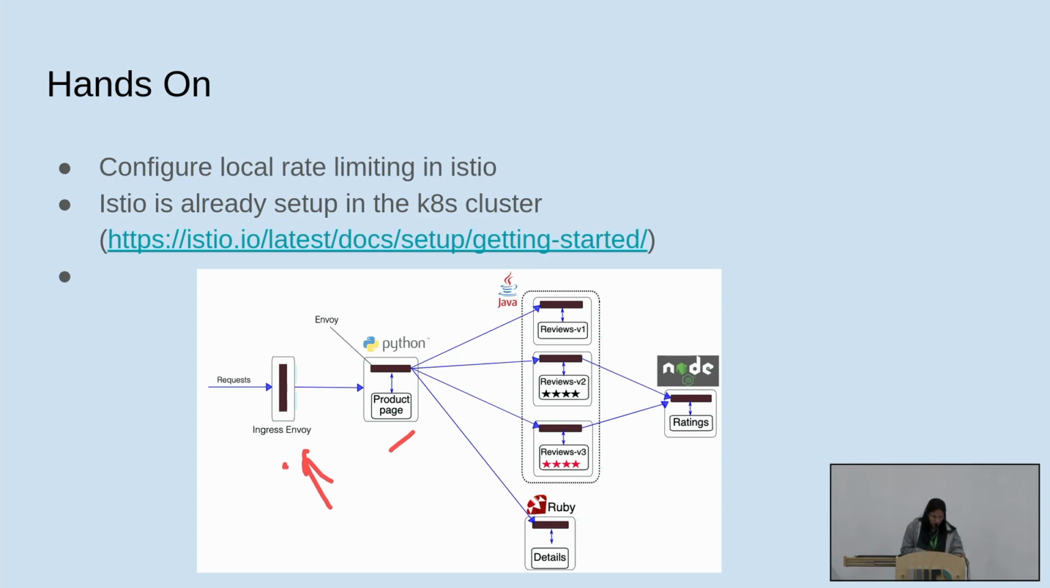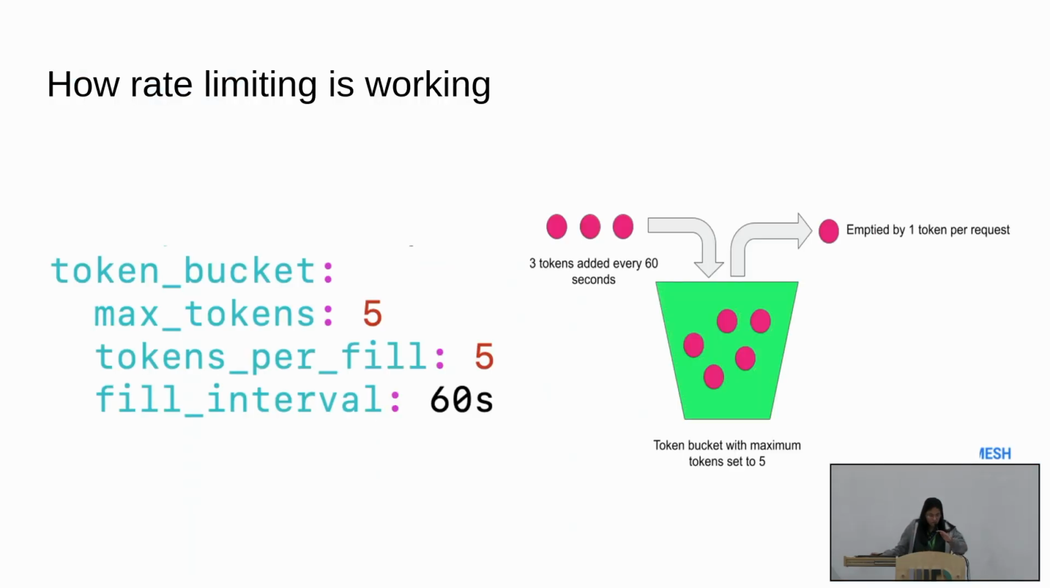So for the requests coming to the product page, we'll limit them, right? So how do we limit it? This rate limiting internally uses a token bucket kind of implementation. So does anyone have an idea how a token bucket works?